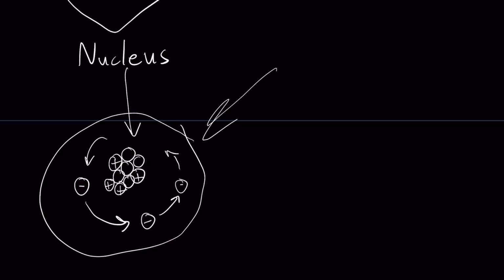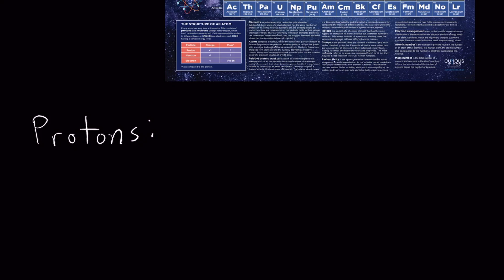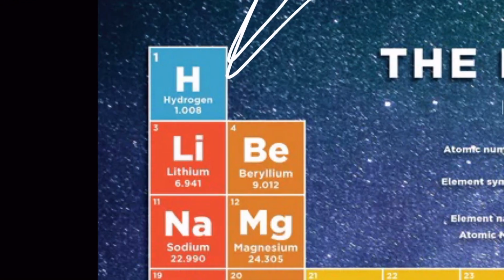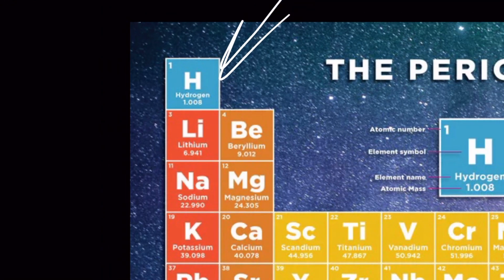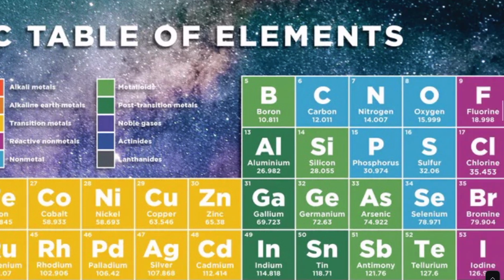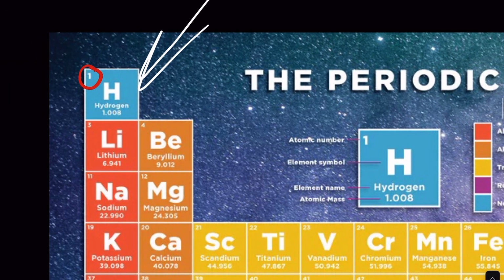Now, each atom, you might recognize it from the periodic table of elements. Each element is going to be an atom. Protons have a mass of 1 AMU. Here's another thing: atomic number. The atomic number is this number right here on the periodic table. This is the number of protons, and it defines an element. Helium has 2 protons. Hydrogen has 1 proton. Lithium has 3, 4, and so on.